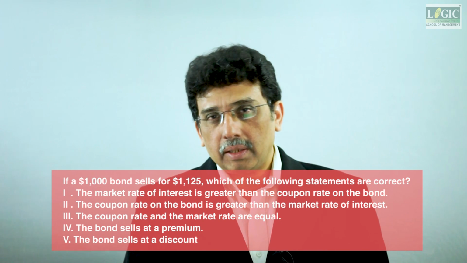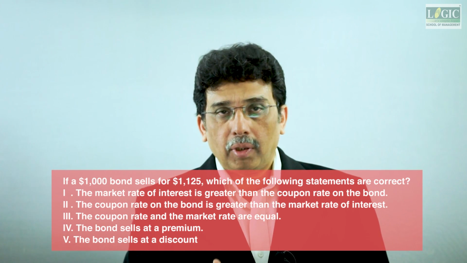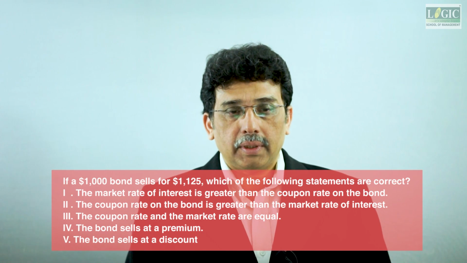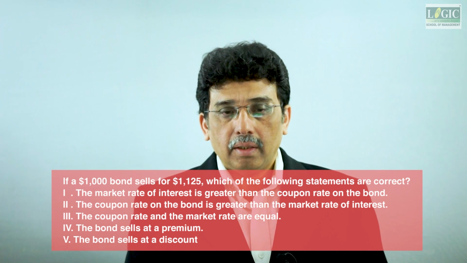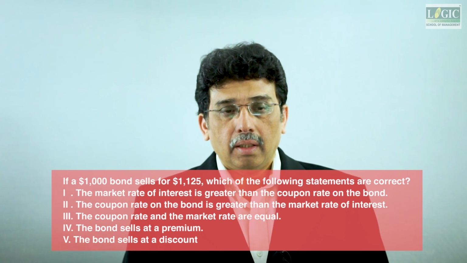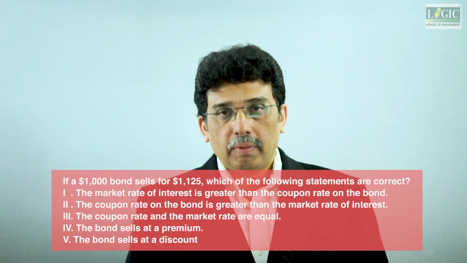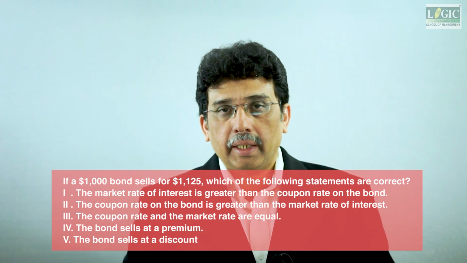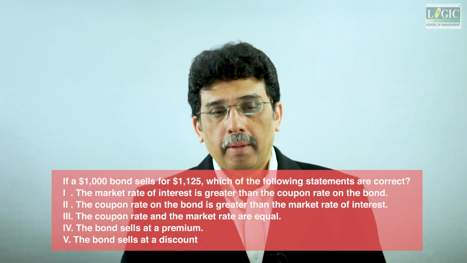Actually, a bond sells at a higher price when the bond is giving a higher rate than the market rate. So here it's the opposite. He says the market rate of interest is greater, which is not correct. The coupon rate will be greater, right? So 2 is correct. The coupon rate on the bond is greater than the market rate of interest. So when the bond is giving you a higher interest than the market, obviously people are going to buy it, the demand is going to increase, and also it will sell at a premium.